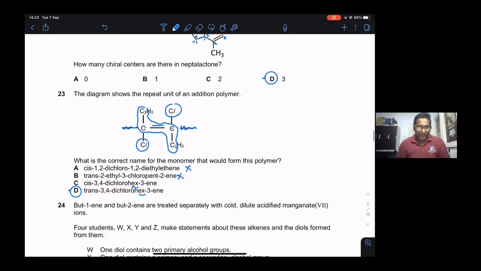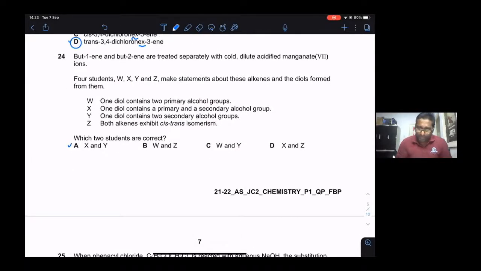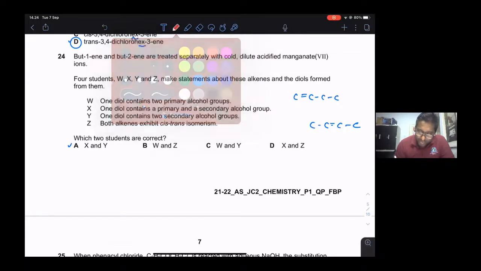Trans. Next, 24. Here I have but-1-ene and but-2-ene. I will just quickly draw but-1-ene and but-2-ene. They are going to be treated with cold dilute acidified manganate. Now, if you have cold dilute conditions, then you are going to get this diol. The double bond is broken, so you have OH here and you have OH here.